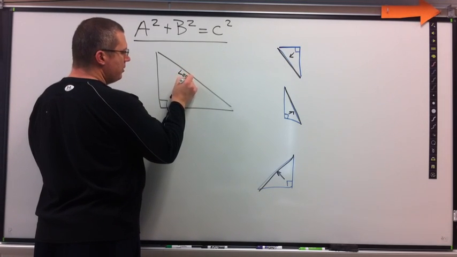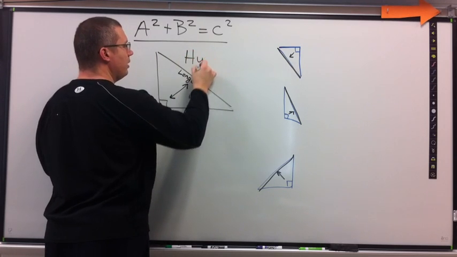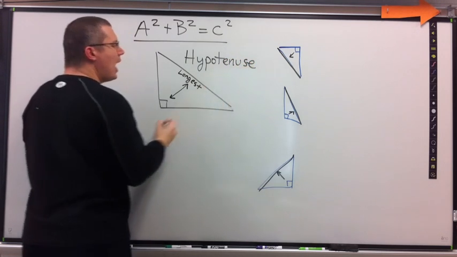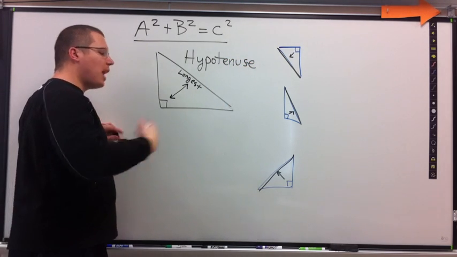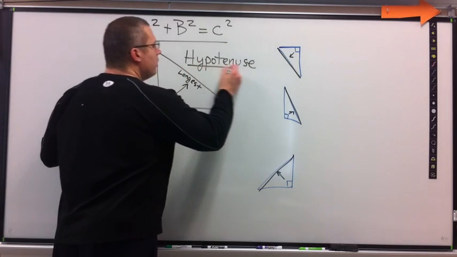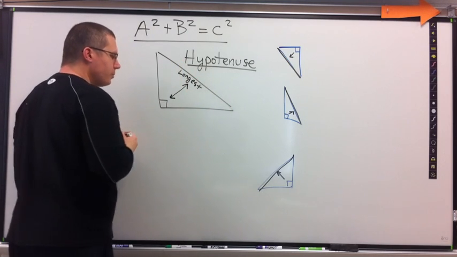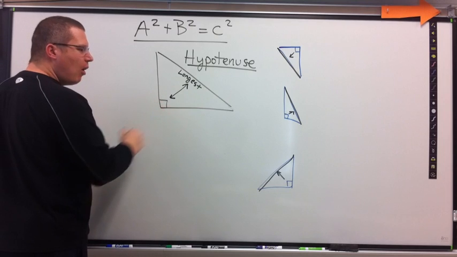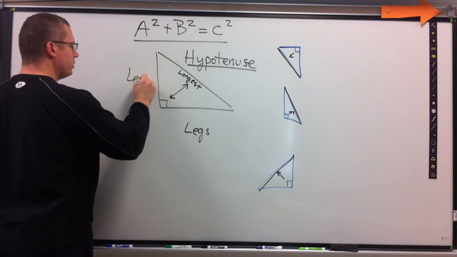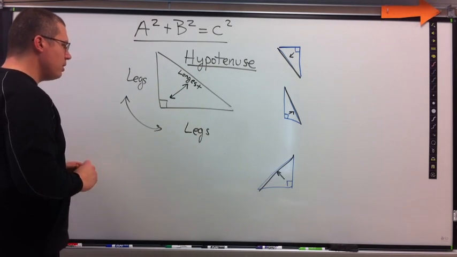Because this is the longest side, it has a special name. It is called the hypotenuse. That's the word for the longest side in the right triangle, opposite the 90. The other two sides really are interchangeable. They simply are called legs. They're not as important as the hypotenuse is.